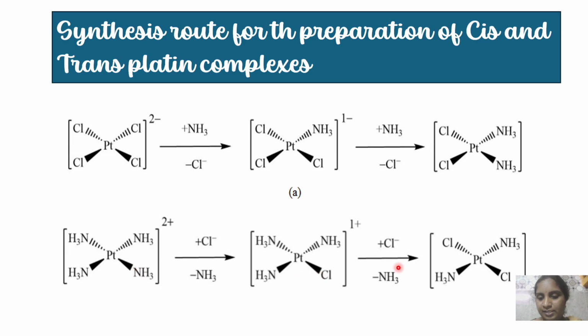Then what is the second step? We add another mole of Cl minus. Where does this Cl minus have to be placed? From the trans effect series, chloride has the greater trans effect, so it can displace the ligand trans to the existing chloride. Whatever ligand is arranged trans to this chloride can be replaced easily with chloride, because chloride has the greater trans effect. So this results in the formation of transplatin.